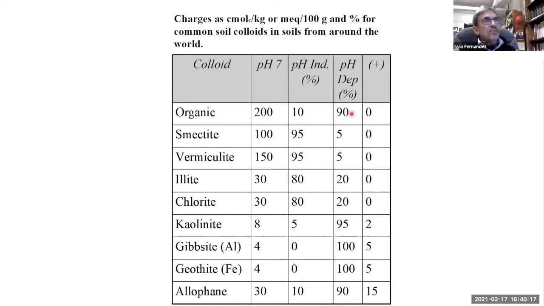The real message here is that this column is the pH dependent charge, meaning as pH goes up and down, this is the proportion of the total charge that will increase and decrease along with that pH. And you can see that organic matter is almost all pH dependent. So when you lime a soil and the pH goes up, the cation exchange capacity goes up. And a lot of that's due to organic matter that's changing its total net charge as a result of pH. These clays don't have very much at all.